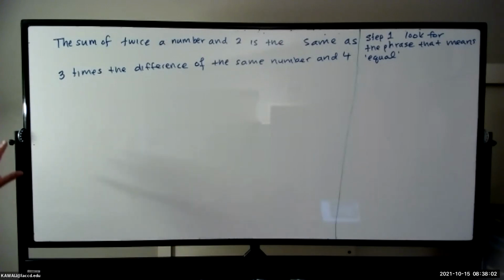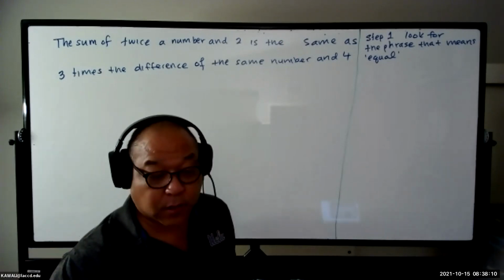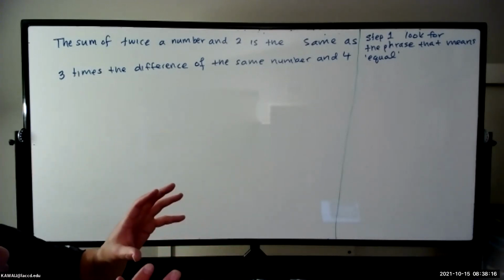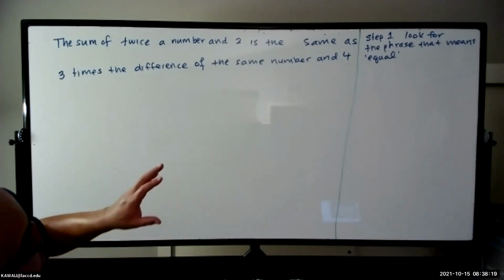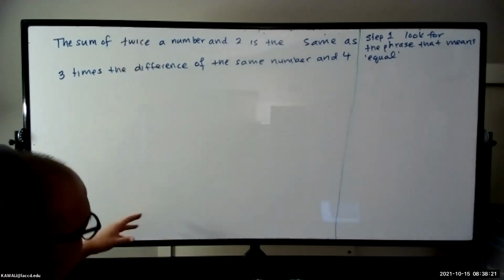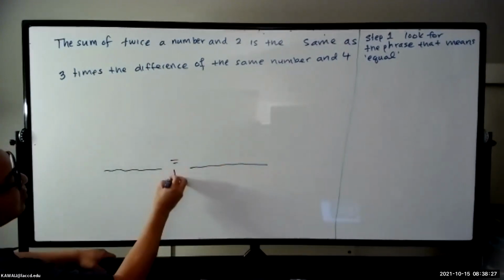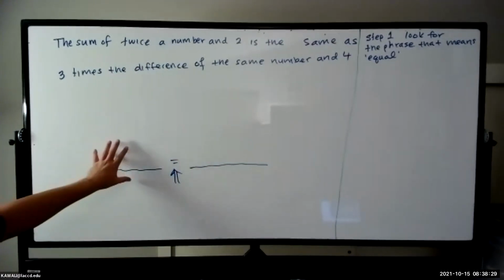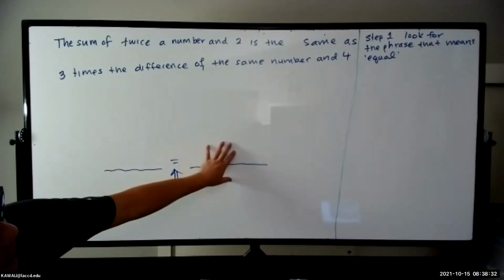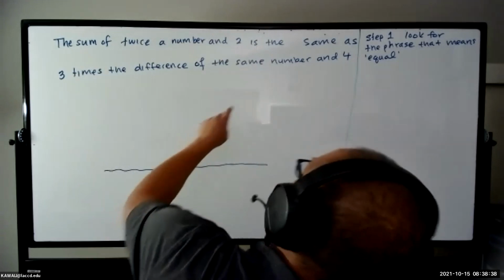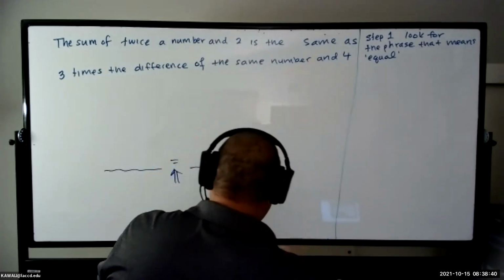Whereas if I was to look at this and go, the sum of twice a number and 2 is the same as 3 times the difference of the same number and 4, it makes my brain explode. There's just too much there. So what we want to do is simplify this into 2 pieces. So if I know that at the end of the day, I'm going to get something, something, something equal to something, something, something, let's first find that equal sign so that we can look at this and look at this separately. Okay. So in this problem, same as is the same thing as equal.